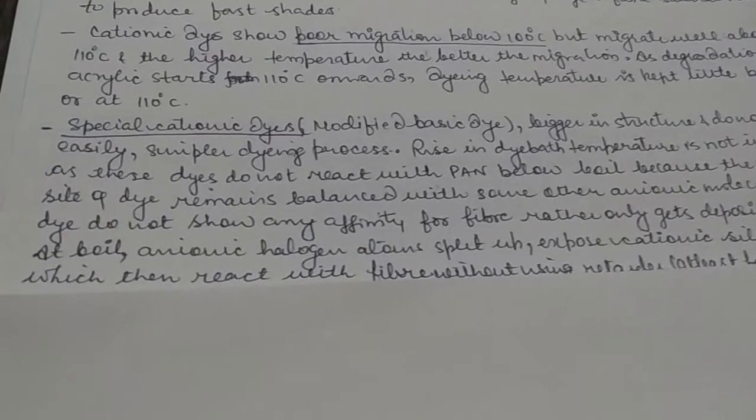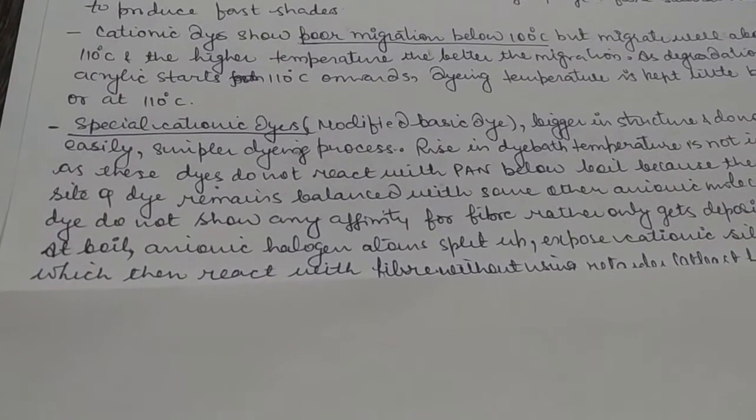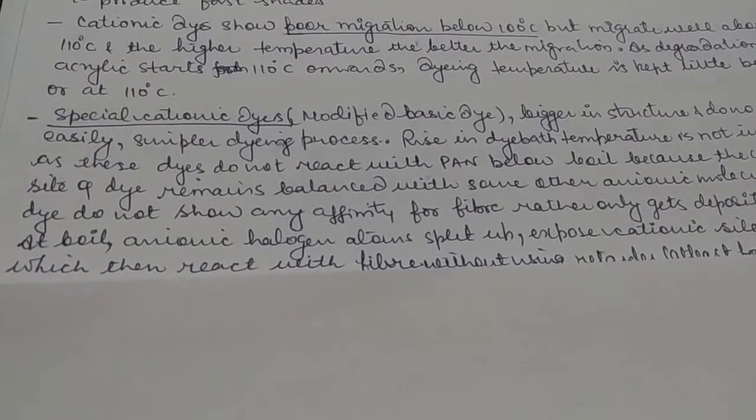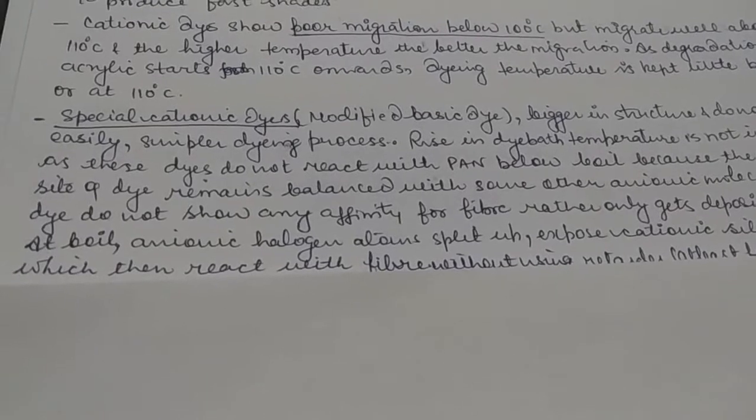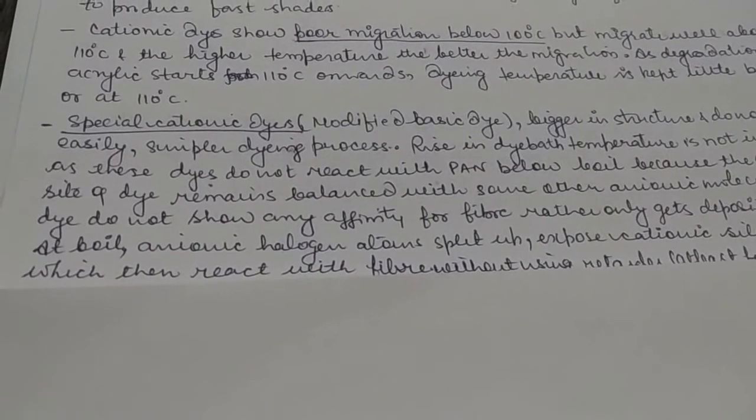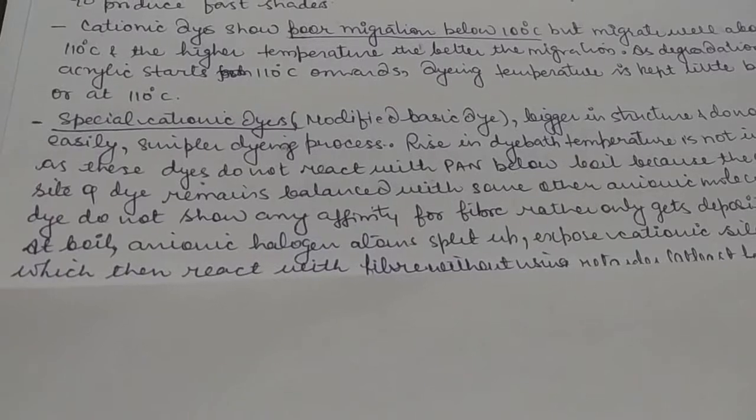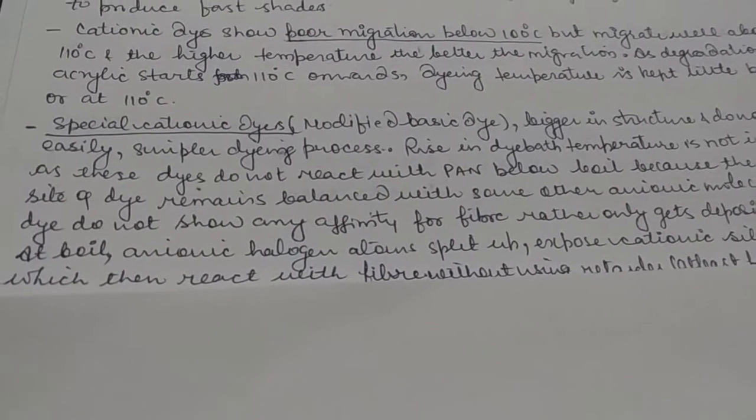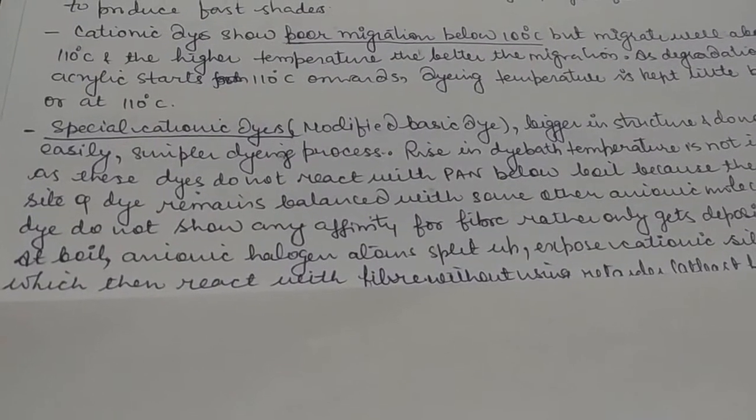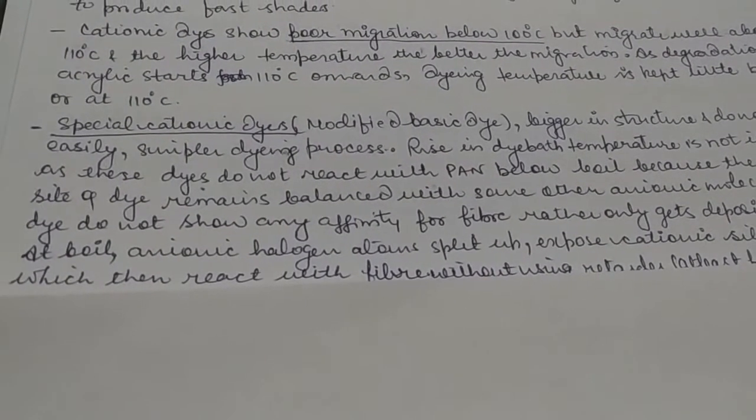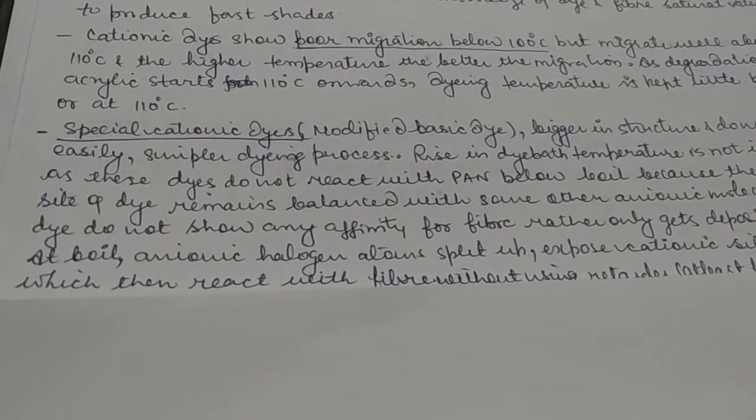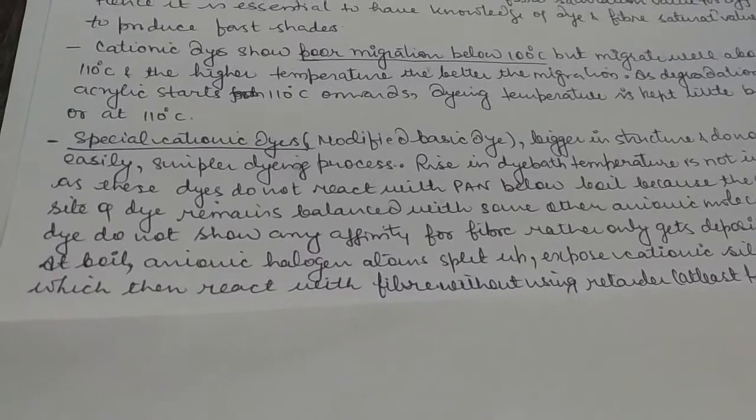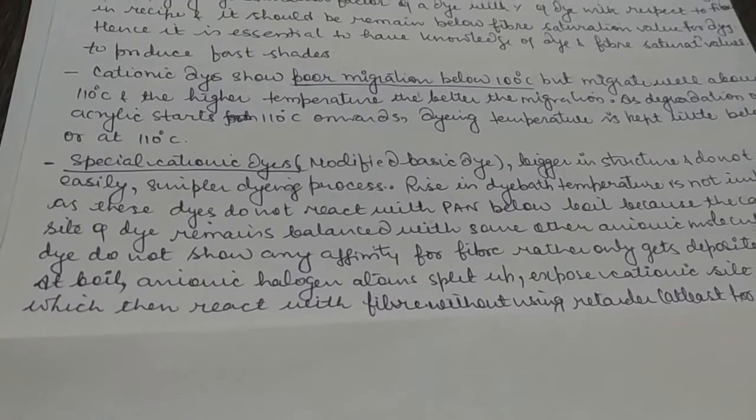This means these special cationic dyes, whose molecules are bigger in size, have the property that they do not diffuse easily inside the fiber structure. Also, they are not temperature sensitive. These dyes do not react with the acrylic fiber below the boil temperature. This means up to boil temperature, the cationic sides of the dye remain balanced with other anionic molecules. That's why the dye does not show any affinity below the boiling temperature.